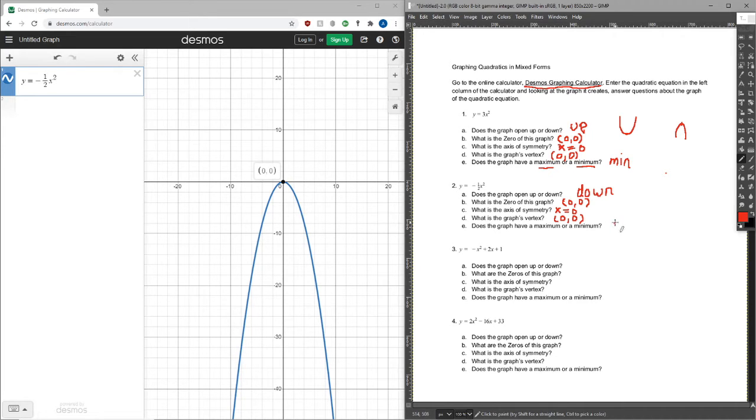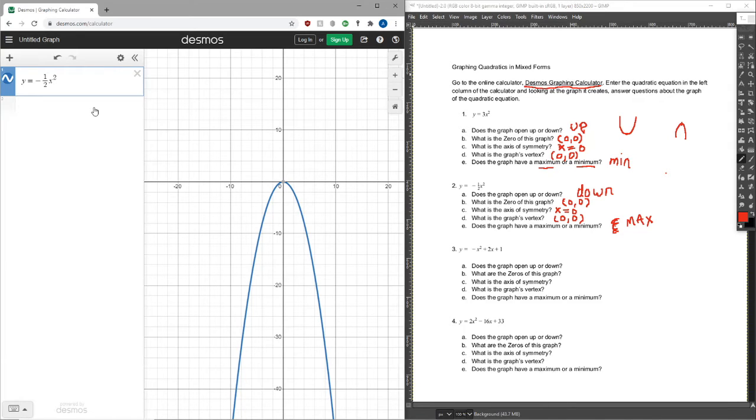Now, does the graph have a minimum or a maximum? Well, that vertex is at the top of the hill, you can see. So it is the max. Just write max. Okay, that's good.